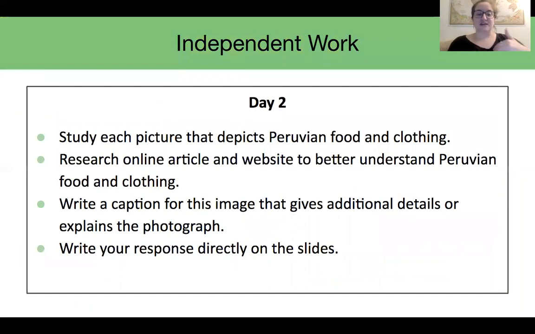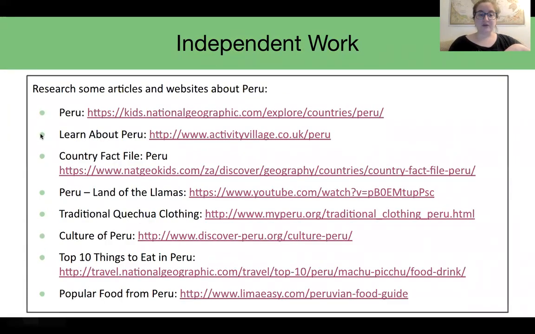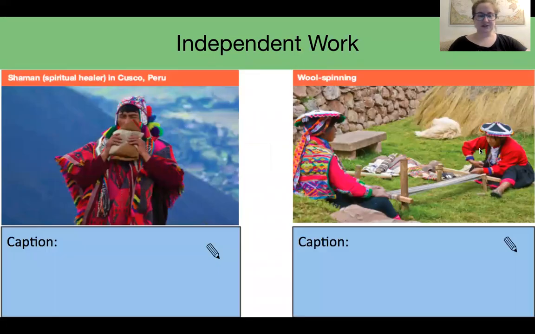Today, you're going to study pictures that depict Peruvian food and clothing, and you're going to research online articles and websites to better understand Peruvian food and clothing. Then you're going to write a caption for each image that gives additional details or explains the photograph. You're going to write your responses directly on the slides. So I'm going to model again how I would look through some of the articles and websites that you could research from and how I used that information to write a caption. So let's take a look.